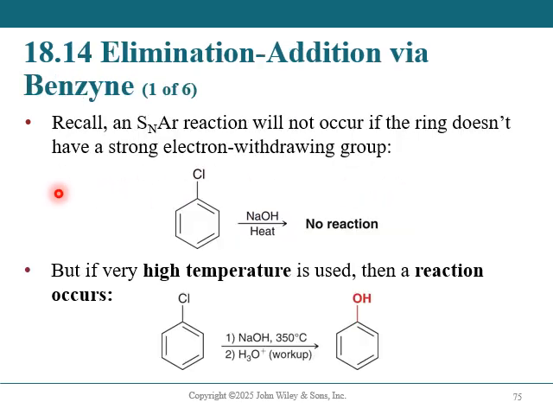Recall that these types of reactions will not happen if the ring doesn't have a strong electron withdrawing group. So just because I have the conditions does not mean that the reaction will take place at all. But if very high temperatures are used, then a reaction will occur. So I have to sort of force it that way. If you look at these temperatures, right, this isn't something that's going to happen with just any solvents. I need to be very careful because at 350 degrees Celsius, most solvents will actually evaporate.